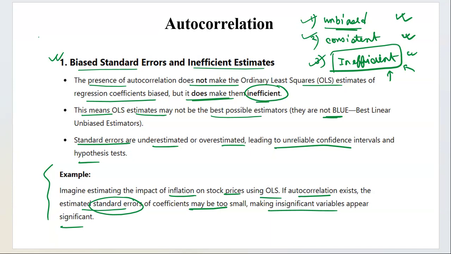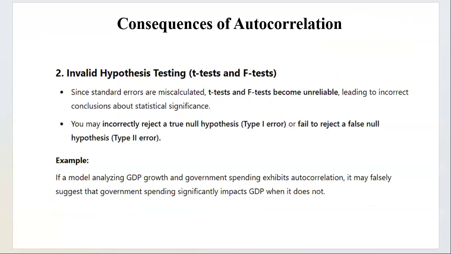Our standard errors will be biased, and this will lead to more problems that we see in the next point. If the standard error is not valid, then what will happen? The hypothesis testing will not be valid. The t-test, f-test, chi-square test, any kind of test that you perform will not give you right results. So all these tests are invalid if autocorrelation is present in your model.